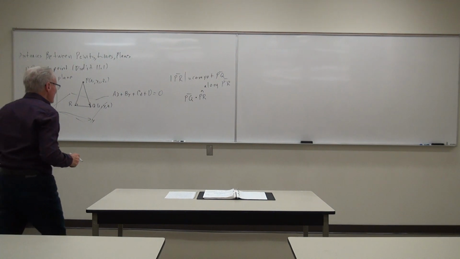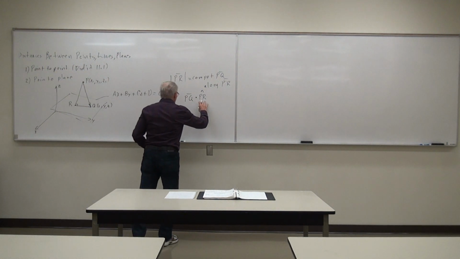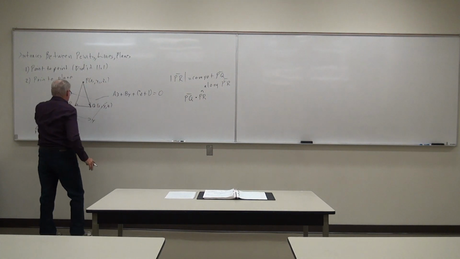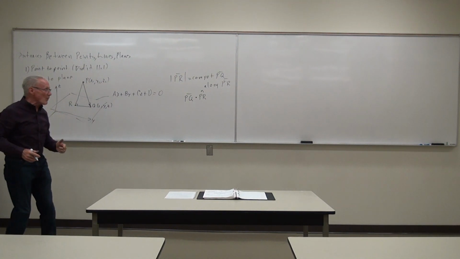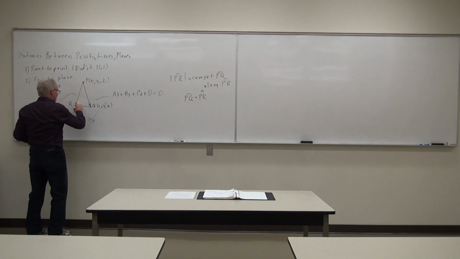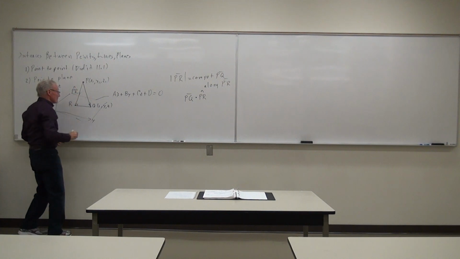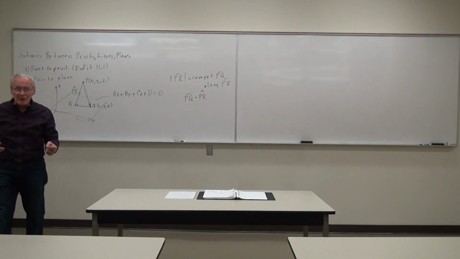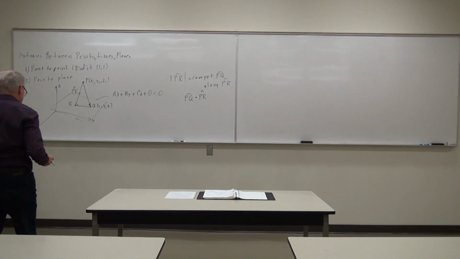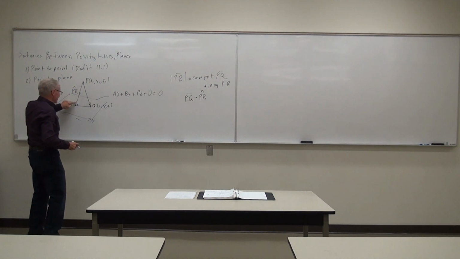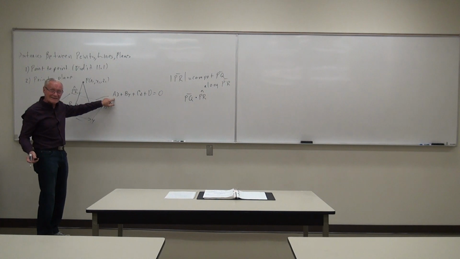Well, let's talk about the other one, PR. I don't know what PR is. That was my problem. I don't know what R is, but I don't want it. I want a unit vector along here. A unit vector, PR. Could I find a unit vector along there without finding R? The answer is yes. A vector along here, it's ABC.